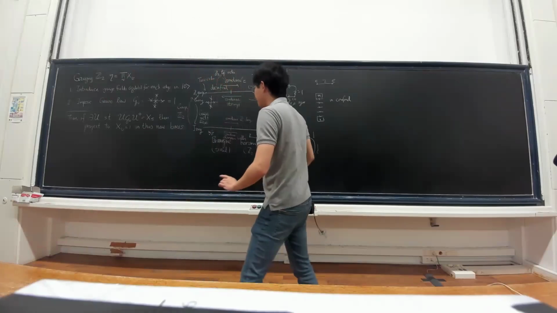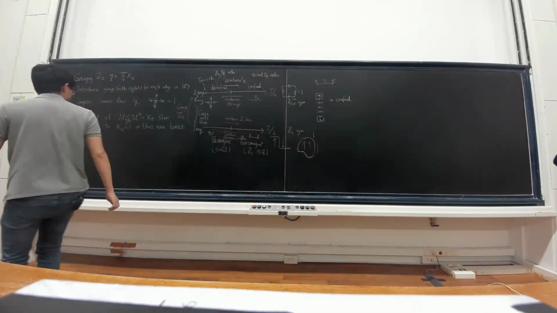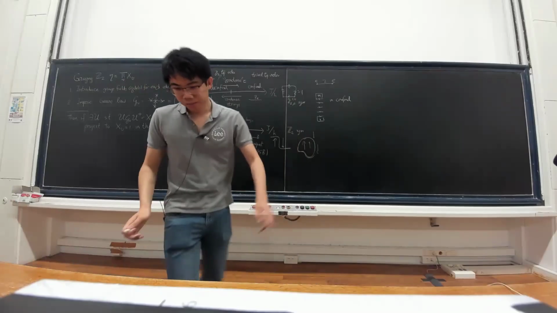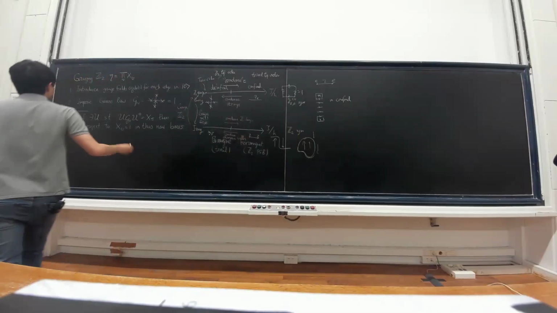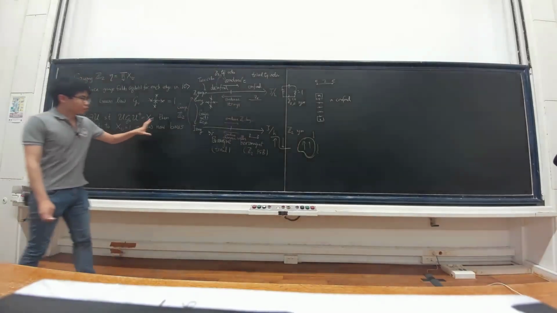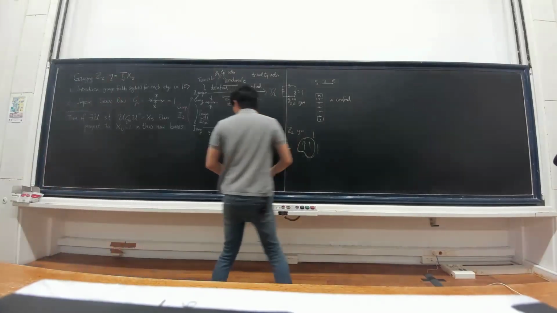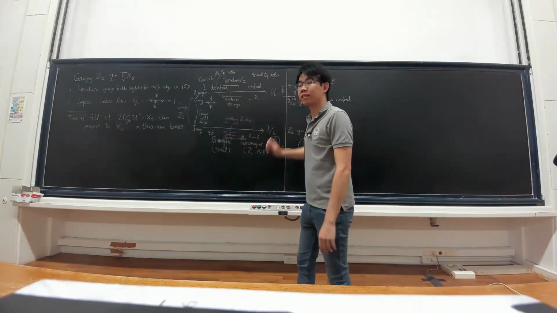Any other questions about this before we continue? Okay. So I want to continue now. We have a description to, for example, start with a Hamiltonian.